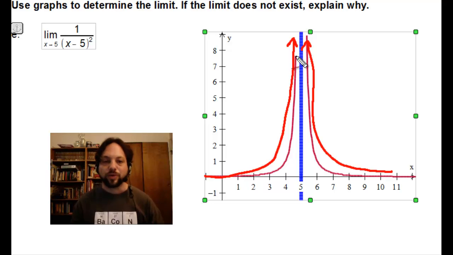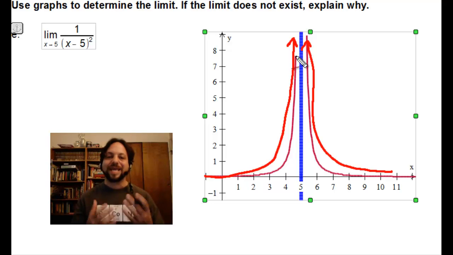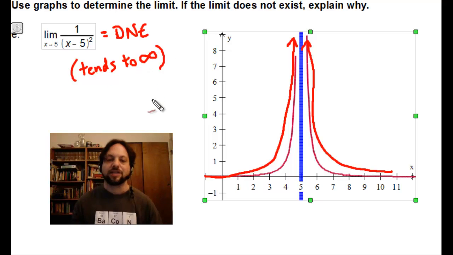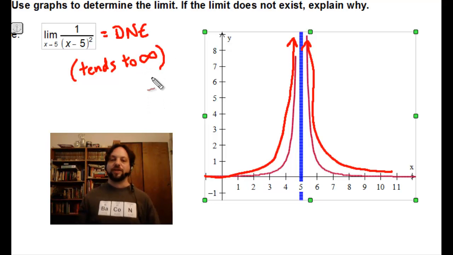Unfortunately, infinity is not really a number or a value, so we can't say that the limit equals infinity. What we can say here is, in fact, that the limit does not exist. However, later on you'll see that it is important to note what is actually going on. And we could say that the function tends to infinity.